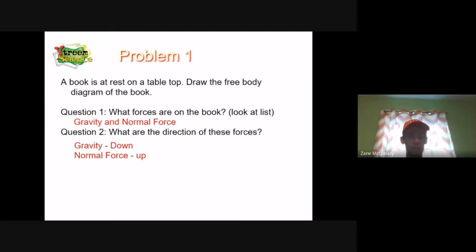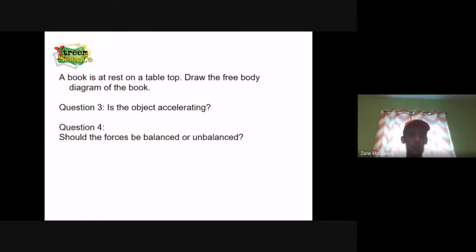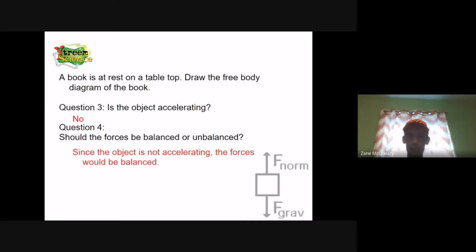Now comes the drawing part. Because there is no net acceleration, and because there is no net force, we cannot be accelerating. The 2 forces cancel each other out. So that means that the forces should be balanced. So let's go ahead and add in our drawing here. There's our free body diagram. Gravity goes down, normal force is up, and we know that those have to be equal in magnitude because there is no acceleration and no net force on that object.